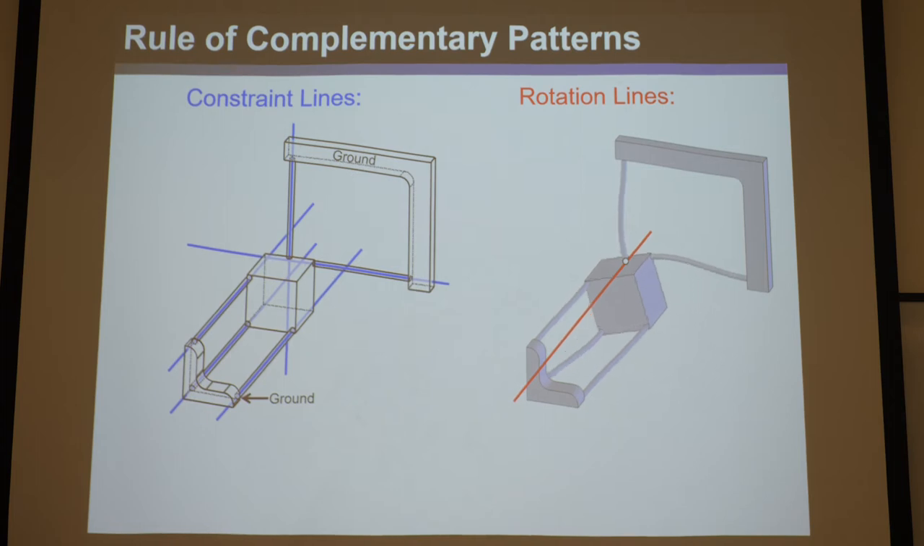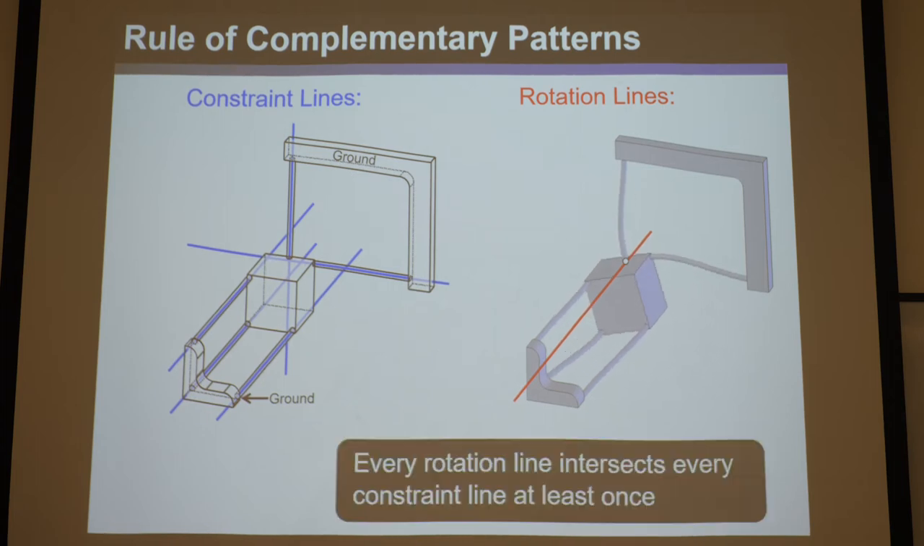Coined, and it says this. Okay, it says every rotation line intersects every constraint line at least once. So like every profound truth, it's just a one-liner, and it's just simple and clear. And this is one of the things that absolutely changed my life when I read it as a grad student. I started realizing the implication of this, and it set the course for my whole life and what I've done here. So this is a very profound thing I realized in my life.